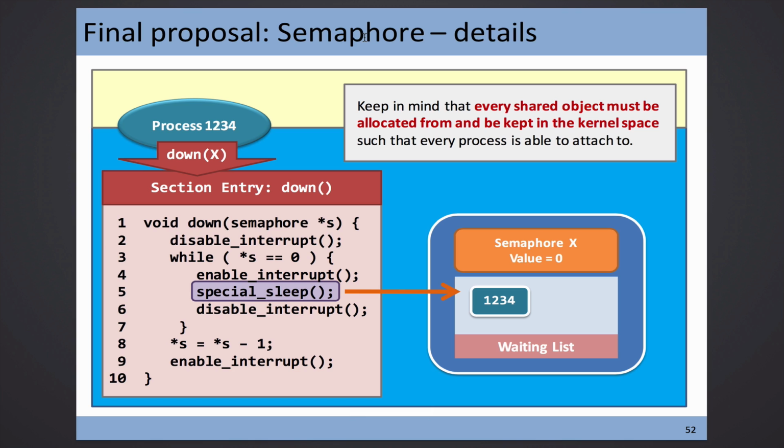So what will happen? There is a while loop. If you get the 0, you will enable the interrupt. Why? Because you are about to leave this system call and allow people to be scheduled. So after you enable it, you will go into the special sleep. And this special sleep is very interesting.